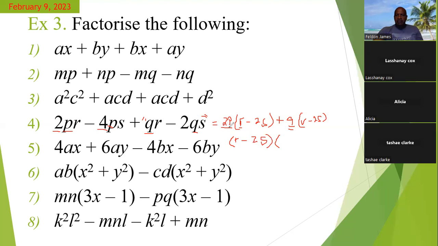So what we would have now is a 2P in front of that bracket. We will put it in here. And for the second bracket, we would have the plus Q. So we put plus Q in here. And that now would have completed the factorization process. All right. In a similar way, we would do for question 5.